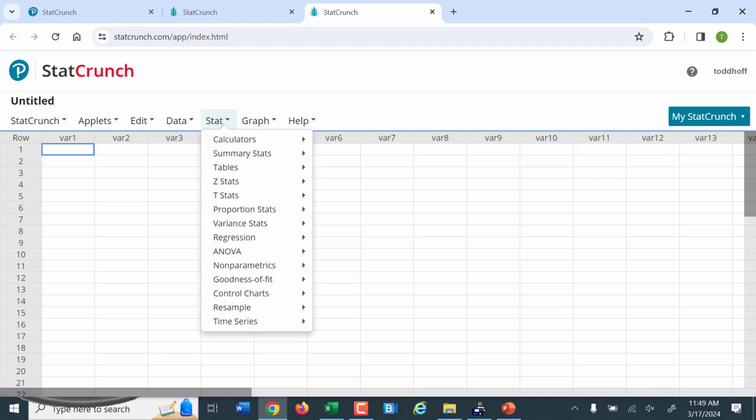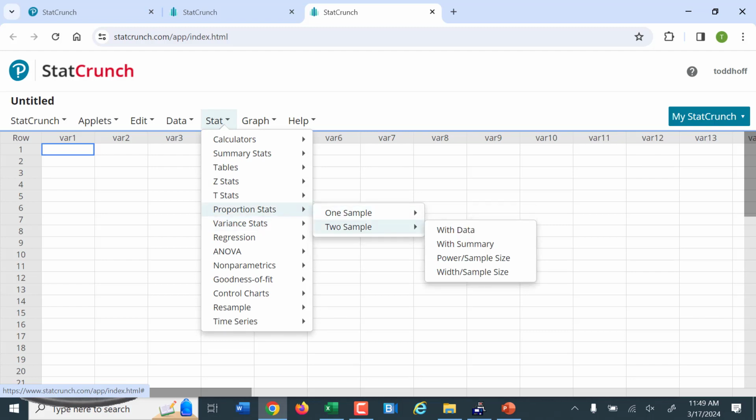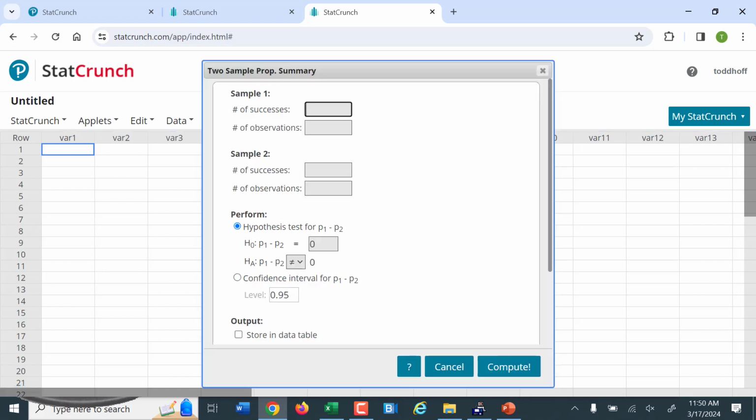So we're going to go to Stat, and we're going to go down to Proportion Statistics here. And this is 2 sample. We're testing 2 populations. We do not have a list of the individual responses. We have the summary data, summary statistics for each of the samples. So we go with summary. Now, the number of successes for the first was 79 out of 438. For the second, there was 44 successes out of 446.